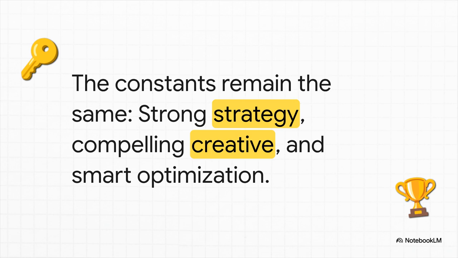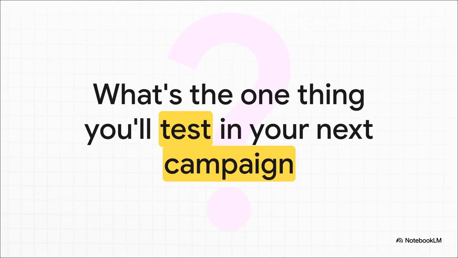But you know what? No matter how wild the tech gets, the things we've talked about today, having a strong strategy, making amazing creative, and being smart with your data, those fundamentals, they're always going to be what wins. So, what's the one thing you're going to test in your next campaign? Hopefully this explainer gave you some real ideas to work with. The key now isn't just knowing this stuff. It's about going out and putting it into action.